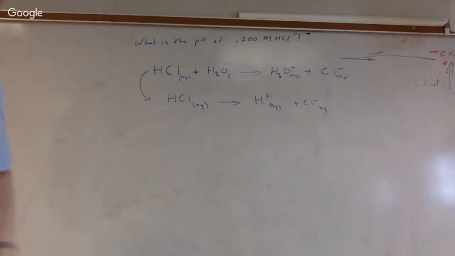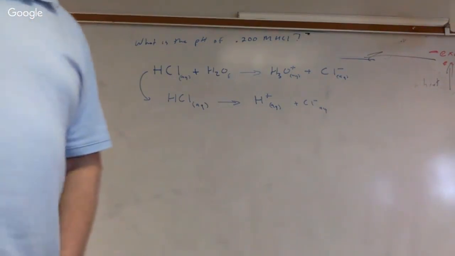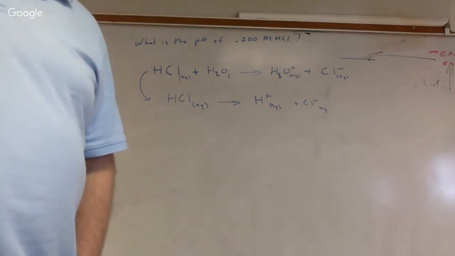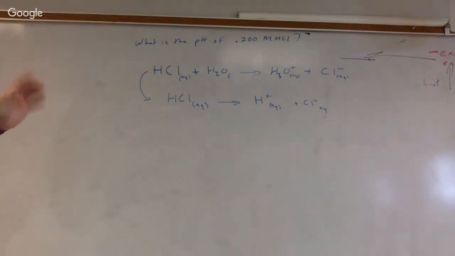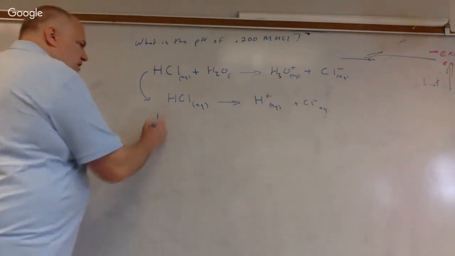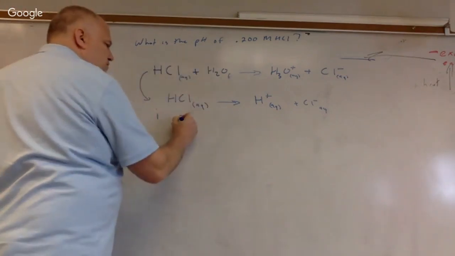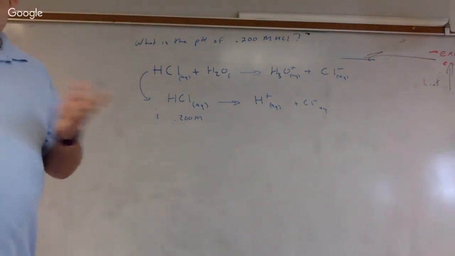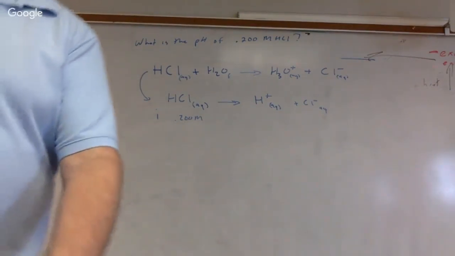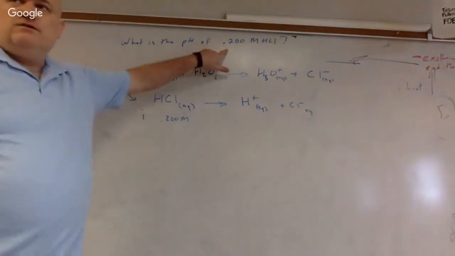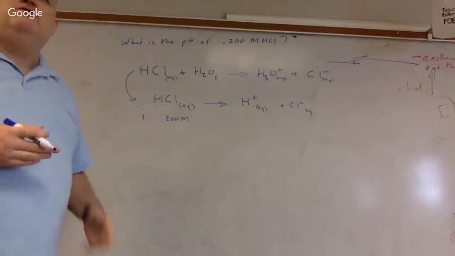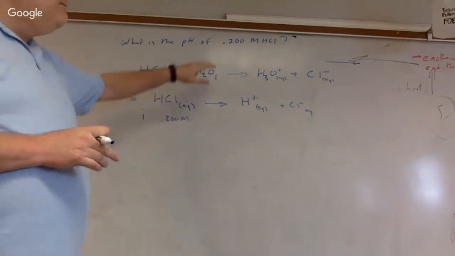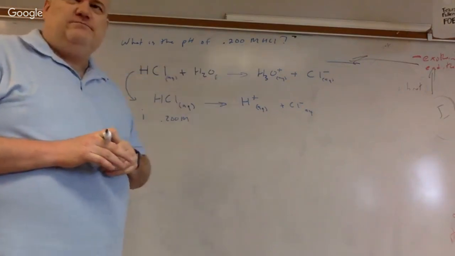So I'm going to introduce you guys to an ICE table, or an initial, change, and final table. But here's what I'd like you to start off with here. Initially, in this problem, don't I have 0.200 molar of the HCl? If you're having trouble, I would encourage you to read. So this is what we read, right? And it tells us in the problem we have 0.200 molar HCl.